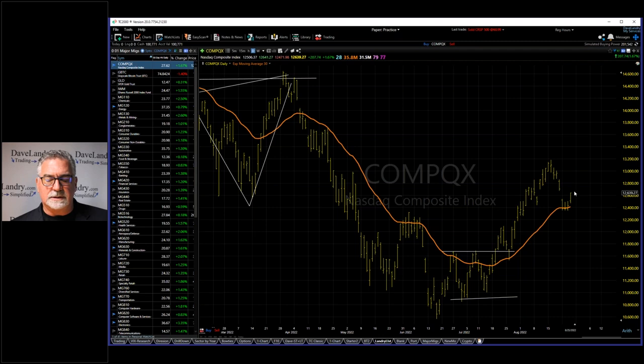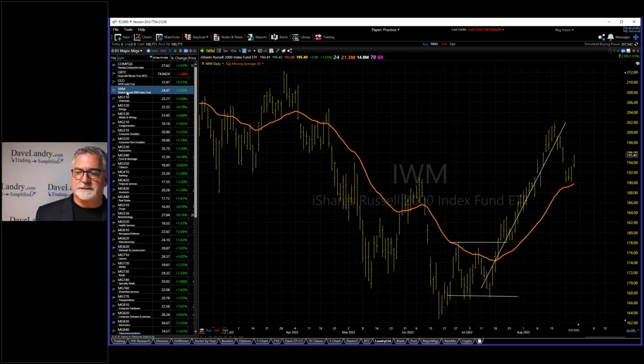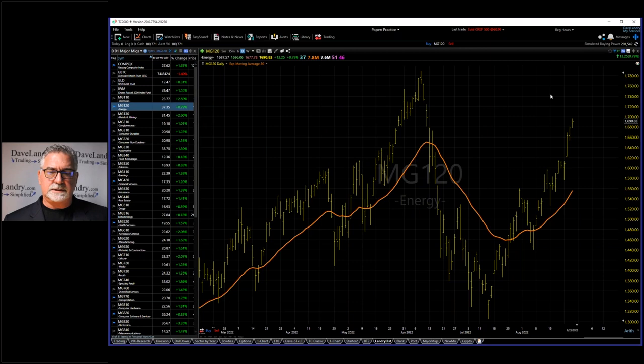NASDAQ Composite, nice little rally. Notice we came down, kissed that 30 EMA, and took off again. Russell 2000, same sort of action, didn't quite kiss the EMA, but Russell so far is in an uptrend, okay? If there's any stock picks, start punching them in now. We're almost ready for that.